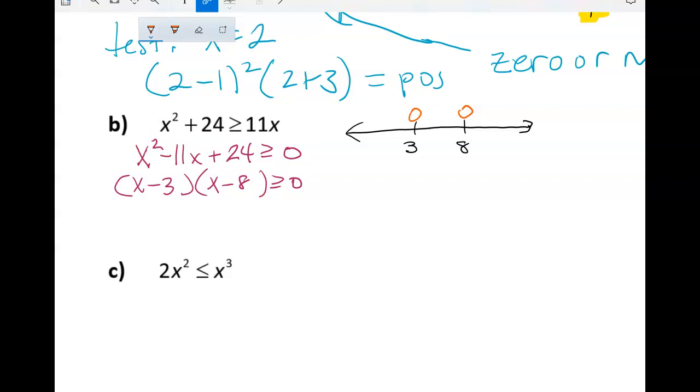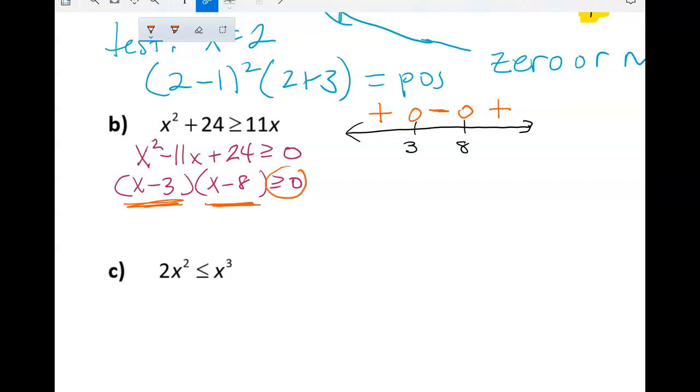Now pick a number that's on the right side of the number line. You don't have to do that, but that's probably the easiest. So what if we pick 9? If x is 9, 9 minus 3 is going to be positive. 9 minus 8 is going to be positive. Positive times positive is positive. Now what you'll notice about the factors there is they're both multiplicity 1. So at each of these zeros, the sign will change. Odd multiplicities, sign changes.